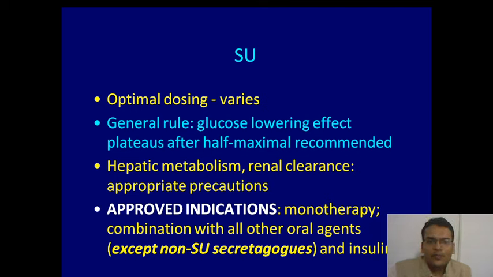The optimal dosing for sulfonylurea varies. As a general rule, the glucose lowering effect tends to plateau after half maximal dose is reached. So, for example, for glimepiride, the maximal dose is 8 milligrams, so you expect the glucose lowering effect to plateau after around 4 milligrams. And because they have hepatic metabolism and renal clearance, you should observe appropriate precautions in persons affected with hepatic or renal disease.